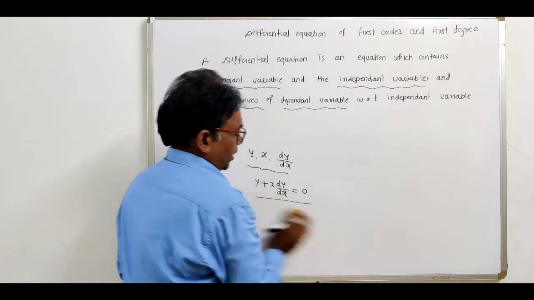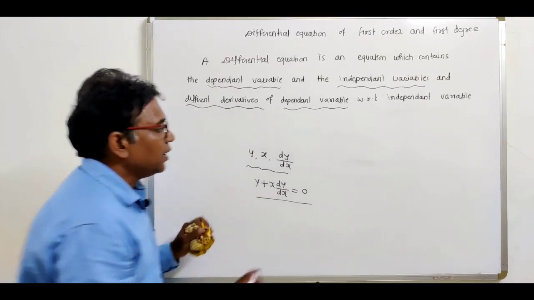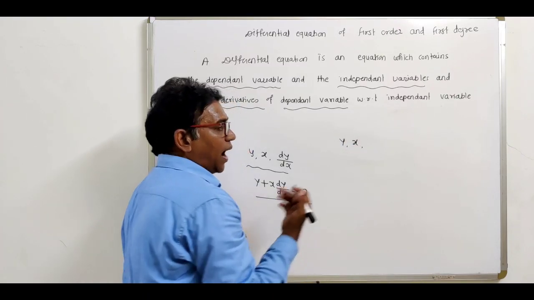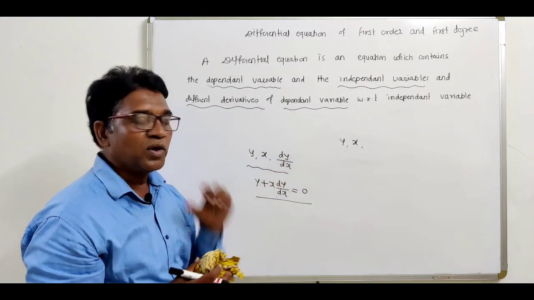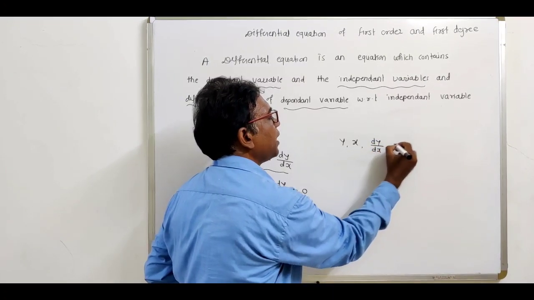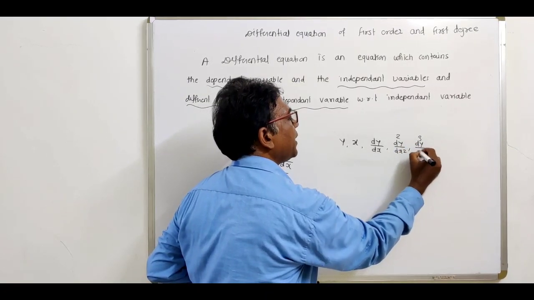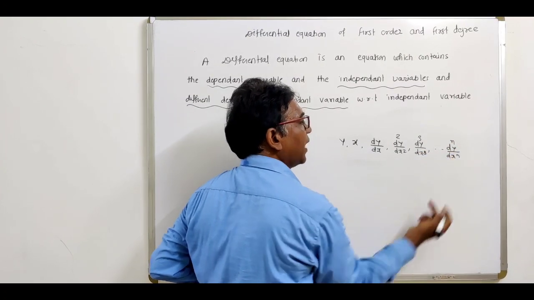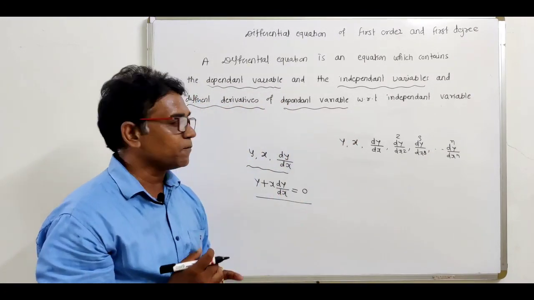Now see, in the definition of a differential equation, we have taken different derivatives. That means if we take y as the dependent variable and x as the independent variable, we can take different derivatives such as dy by dx, d square y by dx square, d cube y by dx cube, or the nth derivative d^n y by dx^n. These are all different derivatives of the dependent variable with respect to the independent variable.